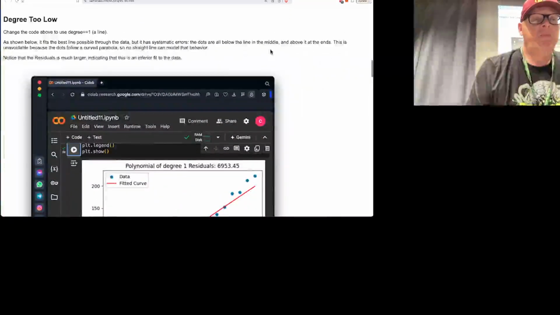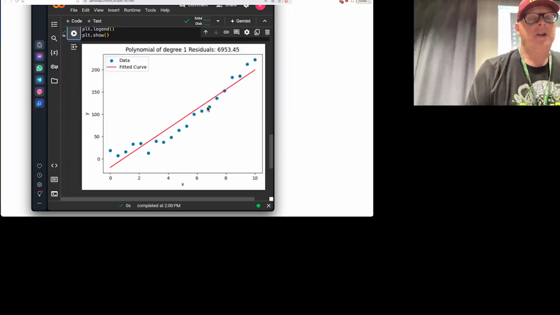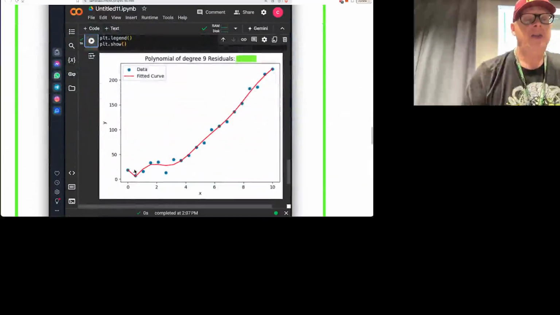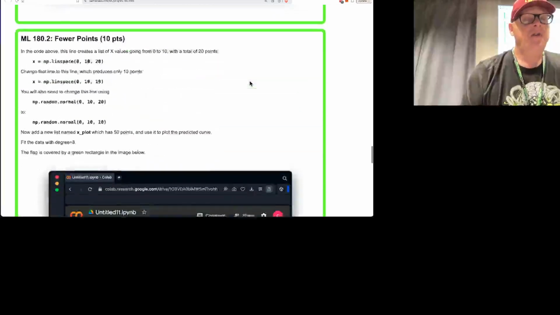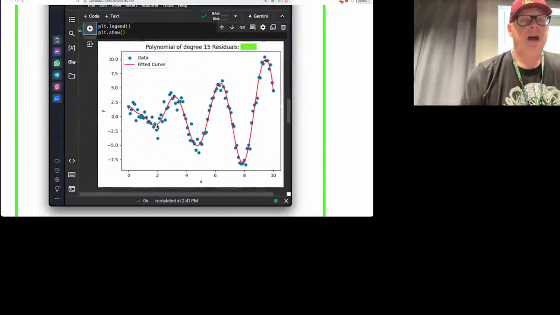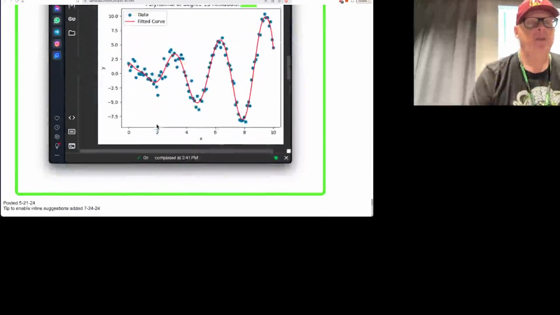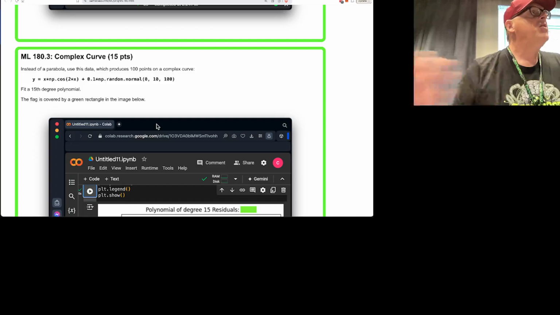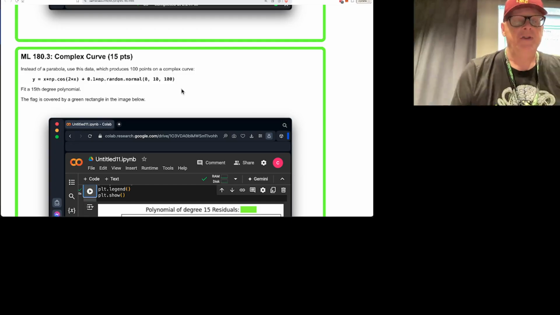All right. Now, if the degree is too low, like a straight line, you get this, which is terrible. If the degree is too high, then you get these crazy wavy things that go too far. And if you have fewer points, then that messes it up. And here's a more complicated one you can fit with various polynomials. So that's the first thing, just understand how you can fit different complex curves with polynomials.